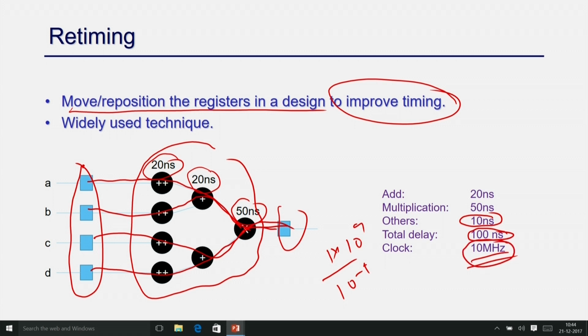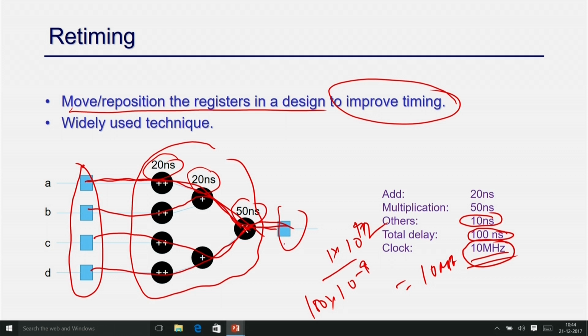So, this is 100 into 10 to the power minus 9, so you are going to get 10 megahertz, right. So, in this circuit you are going to get 10 megahertz, because the total delay of this circuit is 100 nanoseconds. Okay. So, now how can we improve this?